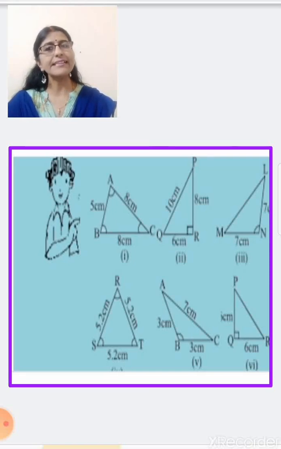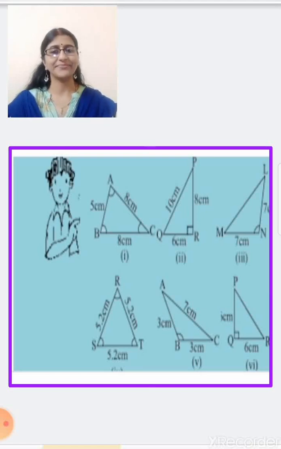Now the third triangle you will see, here you can see two sides are the same. They are 7 centimeters. That means you can make out, when two sides are the same, it is an isosceles triangle. Now you see the angle, one angle is more than 90 degrees. So that means it is an obtuse angle triangle. So how will you write it together? It is an obtuse angled isosceles triangle.